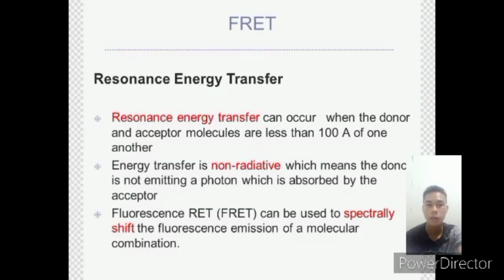angstroms of one another. So, energy transfer is non-radiative, which means the donor is not emitting a photon which is absorbed by the acceptor. Fluorescence resonance energy transfer can also spectrally shift the fluorescence emission of a molecular combination.